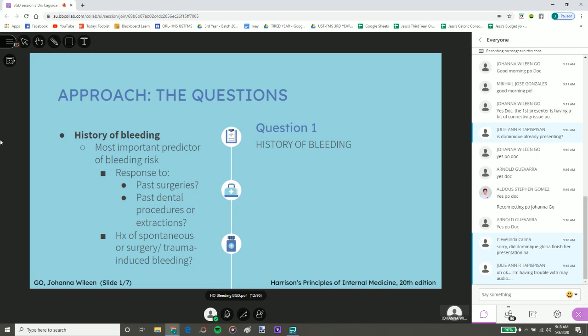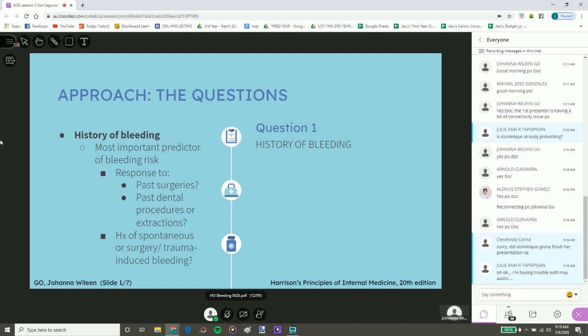Okay, so let's move on to the approach of a patient with bleeding, specifically in the history and the clinical manifestations. The first question we should ask in a patient with a history of bleeding would be just that. Does the patient have a history of bleeding? And this is important because prior bleeding is the most important predictor of bleeding risk. That is, if the patient has bled before, then the patient is likely to bleed again.